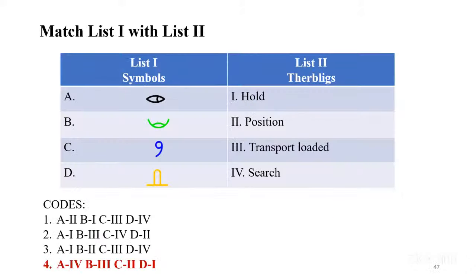So very good, the fourth one is the correct one. A will be matched with search, that is the finding eye. Then B will match with transport loaded, the full bowl. Then C will be position, the P shape. And then the U with the underline is hold. Okay, so code 4 is the correct answer.